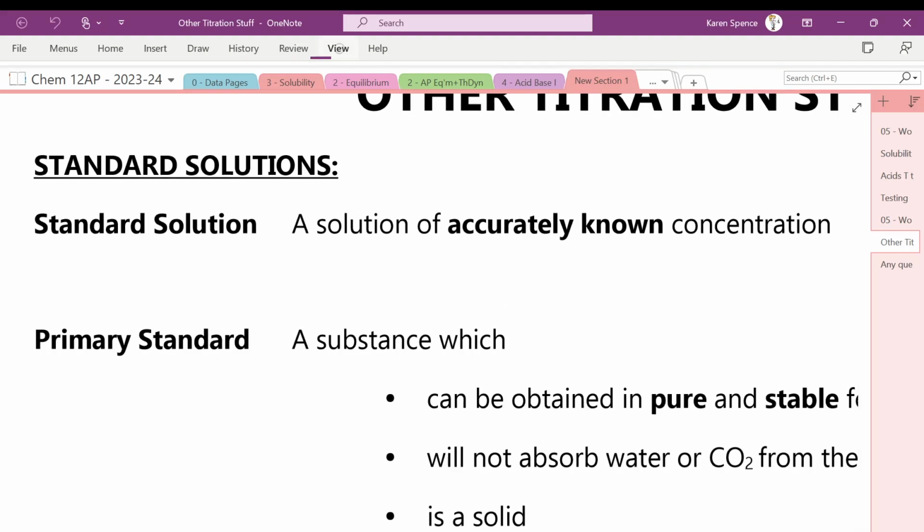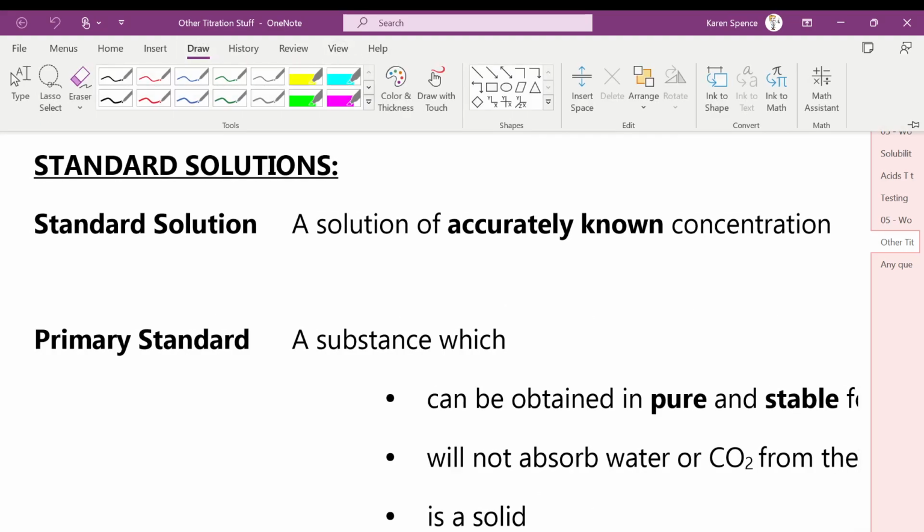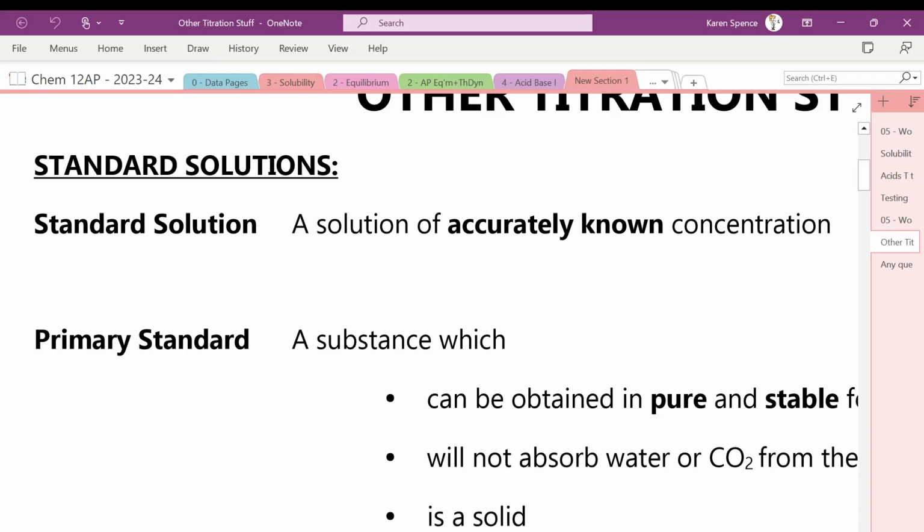So a standard solution is a solution of accurately known concentrations. So it has to be accurate. We did talk about this the other day, but I wanted you to have it officially printed out somewhere so you'd think it was important, because is it important? Yes. Okay.